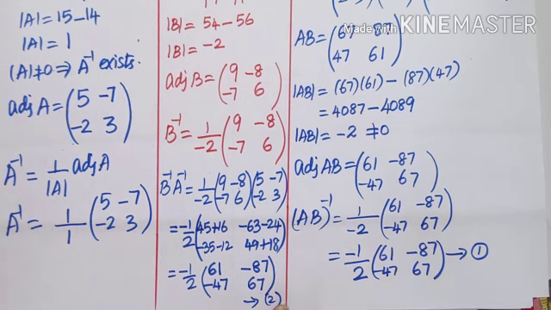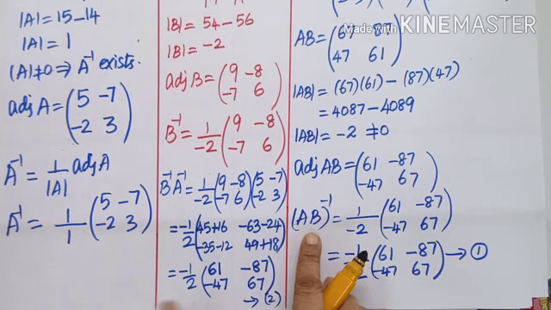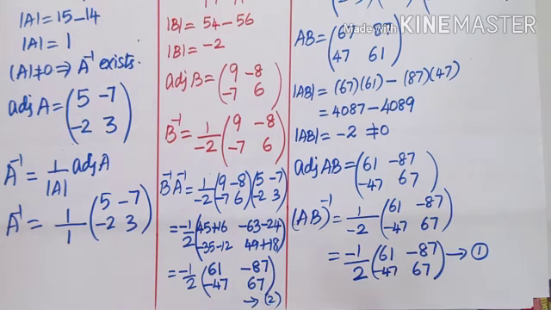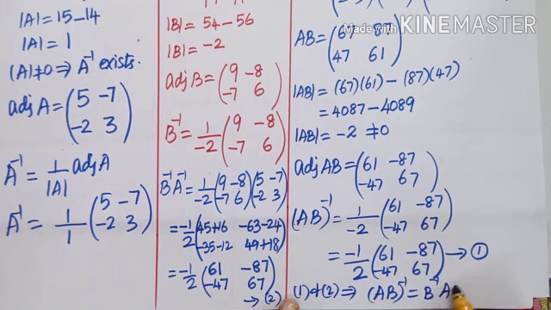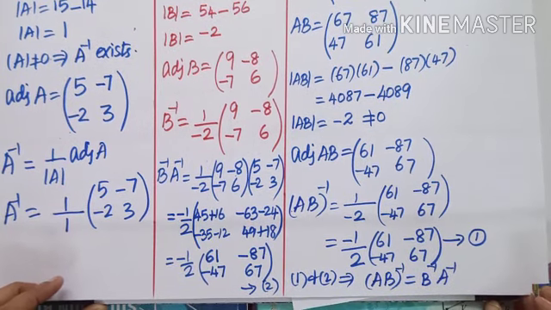Now 1 and 2 tell me they are the same. So LHS equals RHS. So we will write the answer: 1 and 2 imply (AB) inverse is equal to B inverse A inverse, and hence we have verified the result.